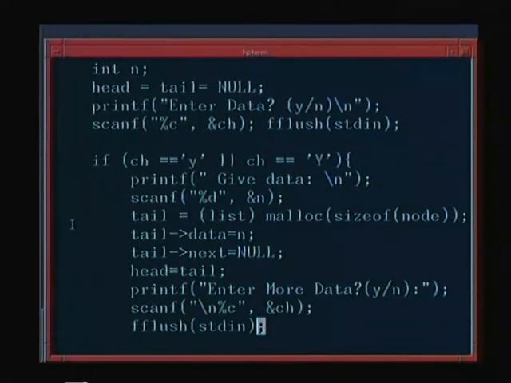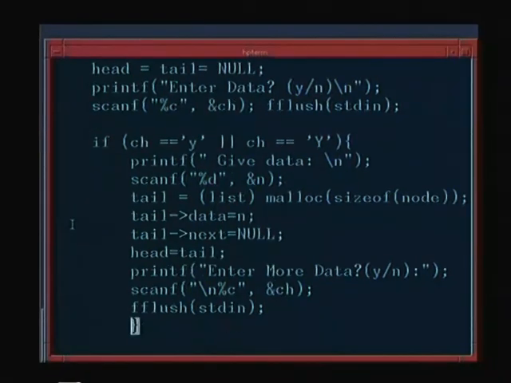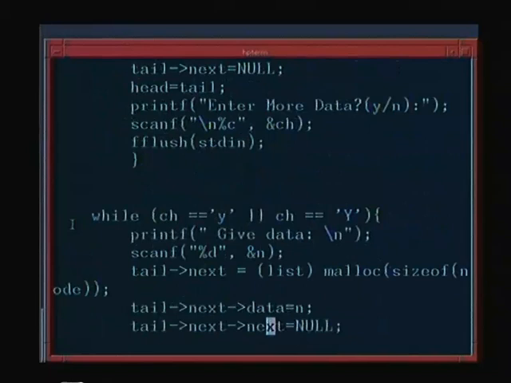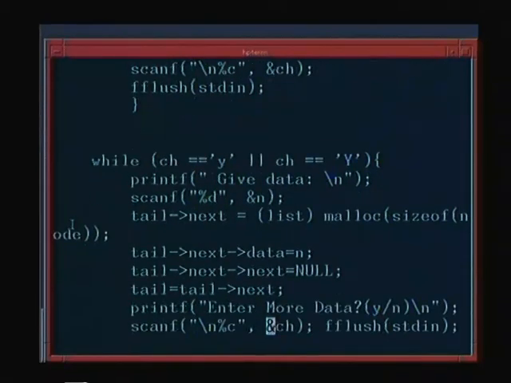And if you want to read more data, so this inserts the first element, it allocates data to tail, makes tail dot data equal to this, null, and head and tail are the same, and it wants to read more data. If you give more data, then in the loop this is what it will do.